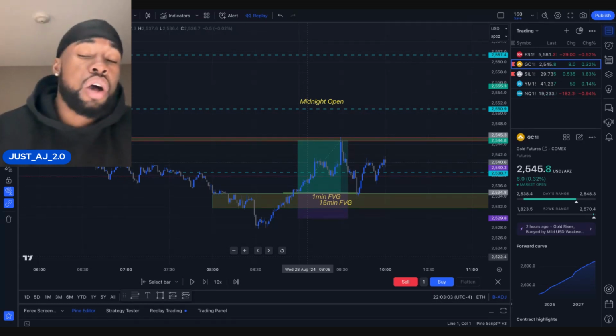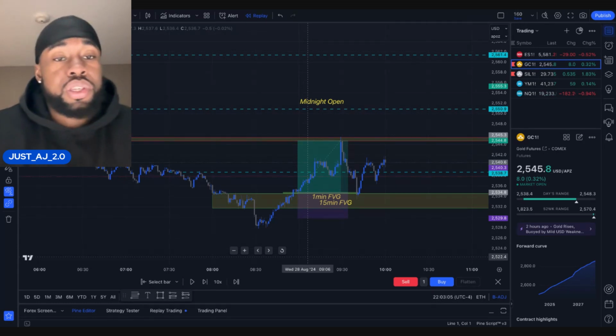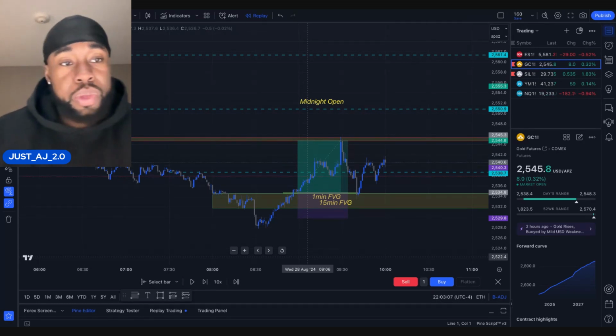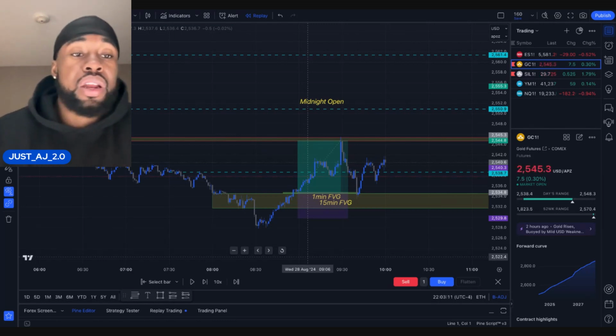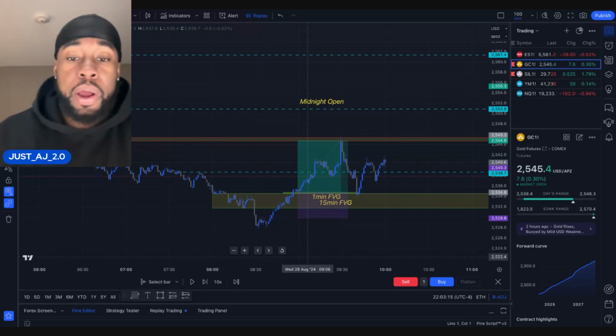And those days are coming. But what I like to focus on doing is making 1K per trade. If I can make 1K per trade and win 1 to 2 trades a day, I mean, I'm happy, right?